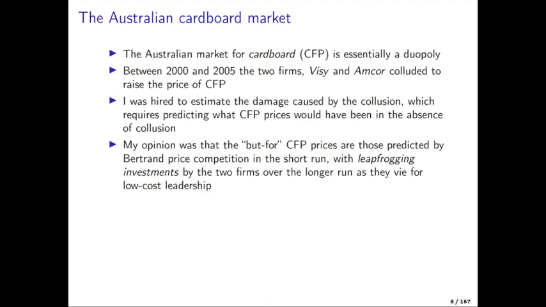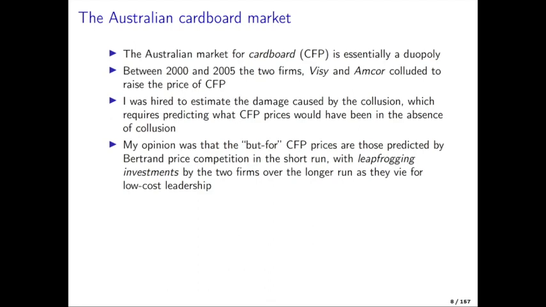Okay, so the Australian market for cardboard is essentially a duopoly. There's only Amcor and VZ in this market. And between 2000 and 2005, these two firms colluded in the market for cardboard to raise the prices of these CFP, corrugated fiber products, or cardboard, really. Okay, and I'm sorry, these are John's slides. John was hired to estimate, and I'm Bertel, so this is not John talking.